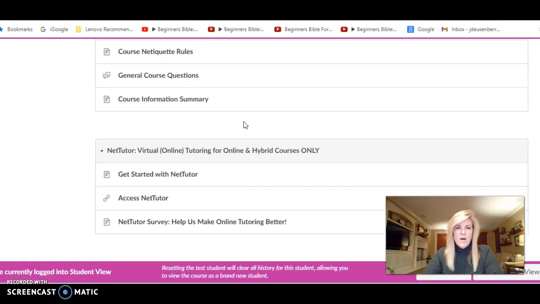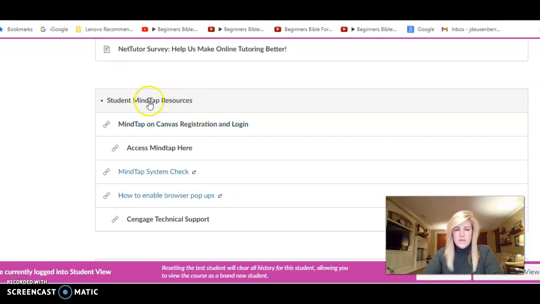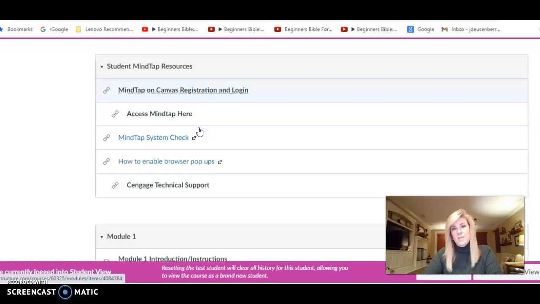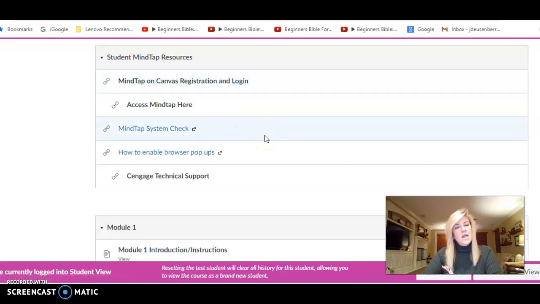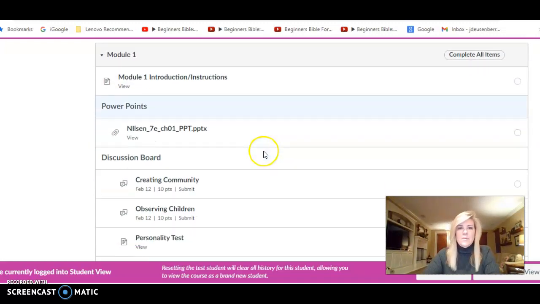Okay, so going on to, I'll start here too, student MindTap resources. So here's some information on how to register and log in to MindTap. Again, that is where all your quizzes, midterm, final, and videos are going to be located, so you need to purchase this. You can purchase it at a bookstore. You want to make sure that you purchase the textbook and the MindTap, okay?